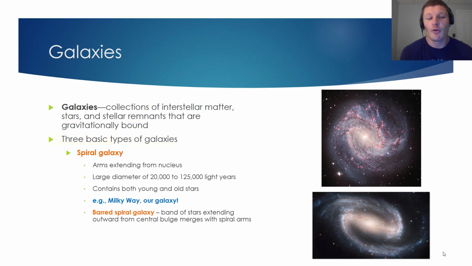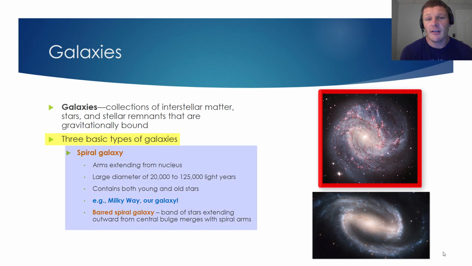Now, I want to overview three basic types of galaxies, the first of which is a spiral galaxy. Spiral galaxies will have arms extending from their centers. These galaxies will have large diameters, from 20,000 to 125,000 light years across. Our very own Milky Way galaxy is a spiral galaxy, and if you wanted to travel from one edge of the galaxy to the other, it would be about 100,000 light years of distance to travel.